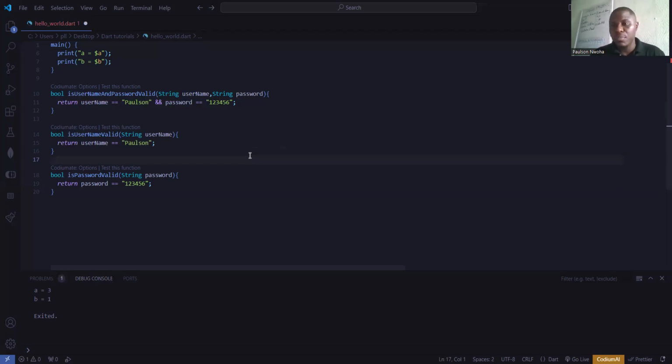Imagine now which one is more readable, which one is easier to understand. The first one is harder to understand. Meanwhile, the second and the third one are very simple to understand. So make sure that your functions are always simple. They're always doing one thing. Make sure your functions are very simple. Don't make your functions too complex. Find a way to break them down into smaller functions.